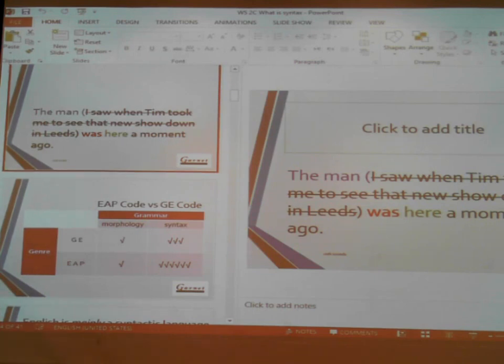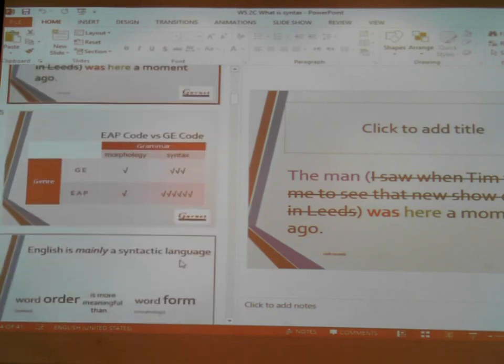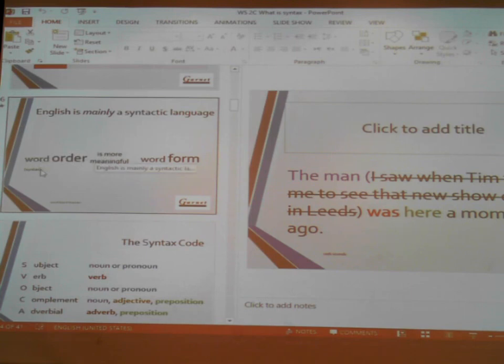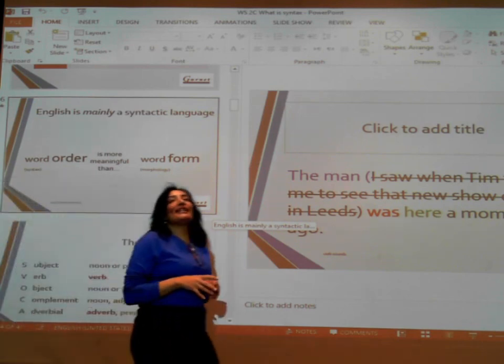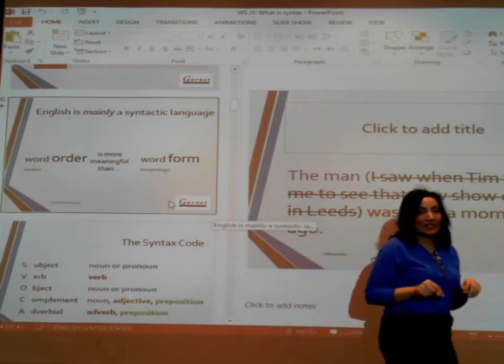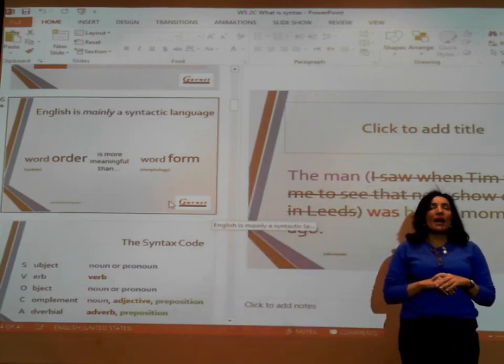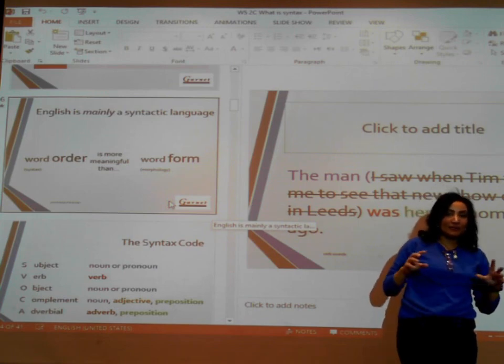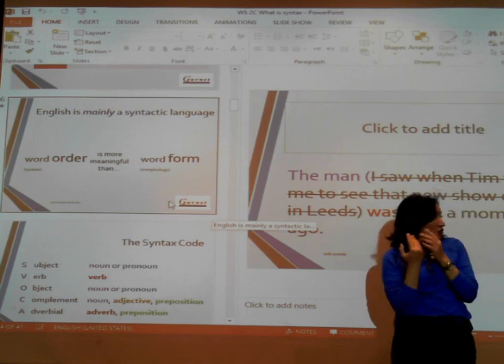That's why he says, EAP versus general English. Does general English use syntax? Of course, and it uses morphology. But it's a yes to the use of syntax when it comes to English for academic purposes. So he's saying here, word order is more meaningful than word form. Why? If you remember, I really don't penalize the writing of the student when he writes, this man was tallest, right? I understood something, right?